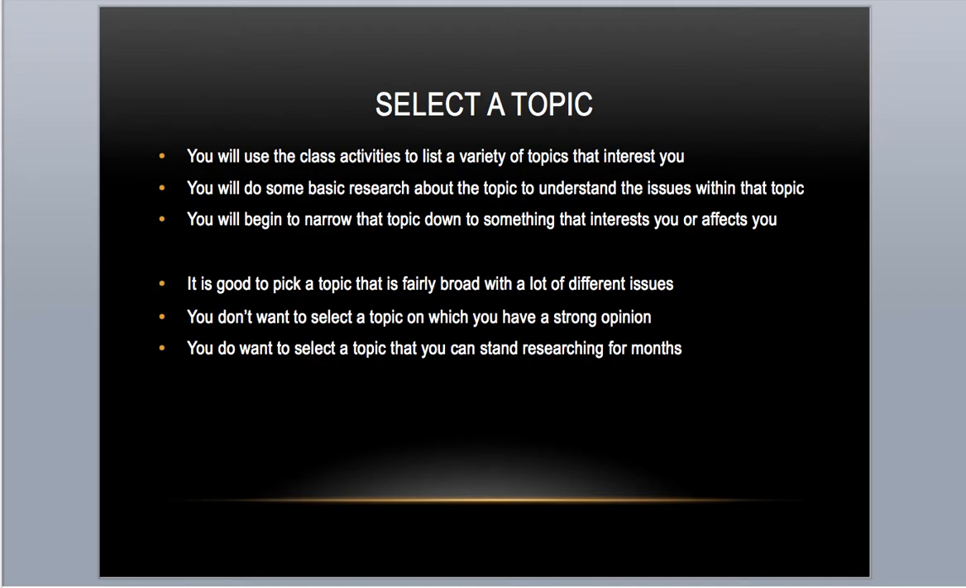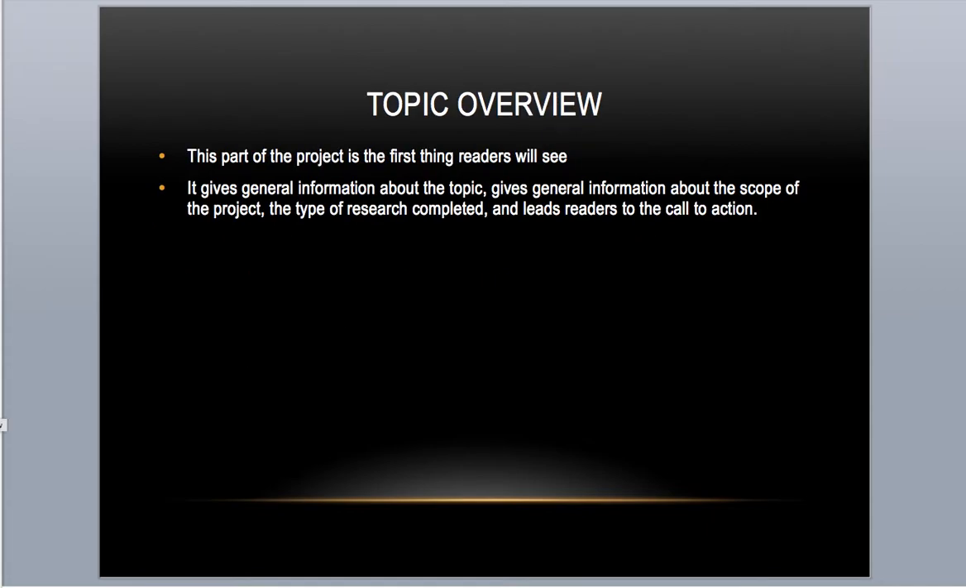So the first section of your paper is going to be this topic overview. This will be the first part of the paper, the first thing that readers will see. It gives general information about the topic and general information about the scope of the project, the type of research completed, and leads readers to a call to action.